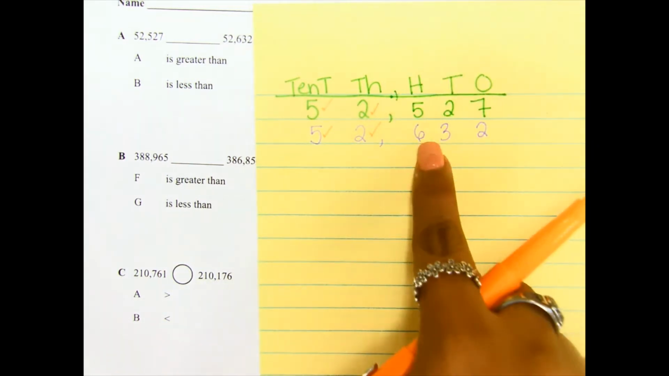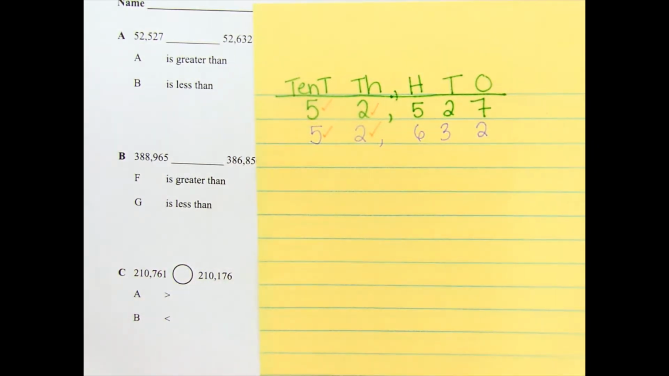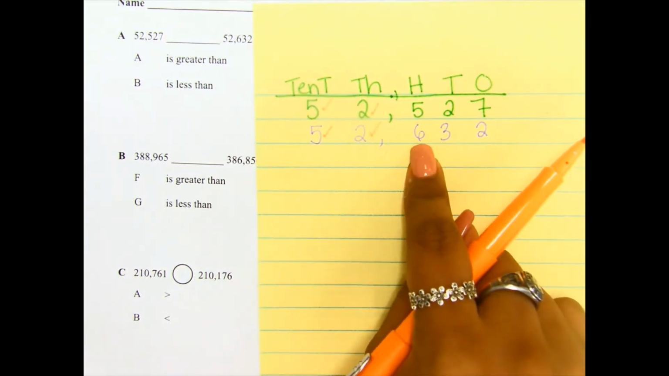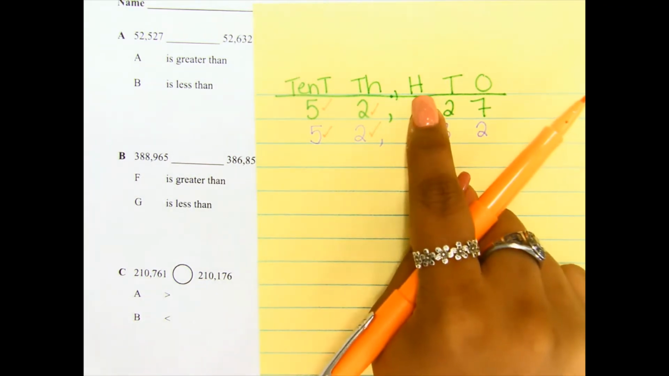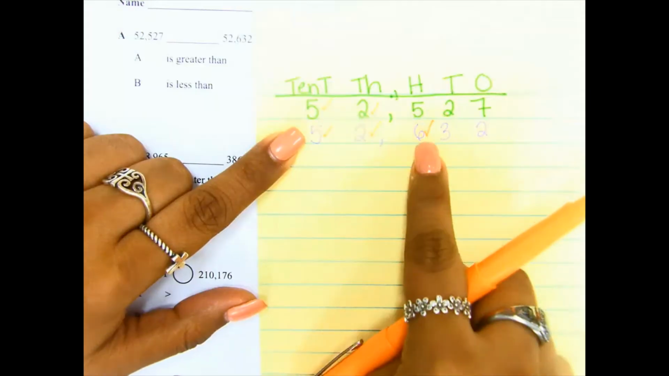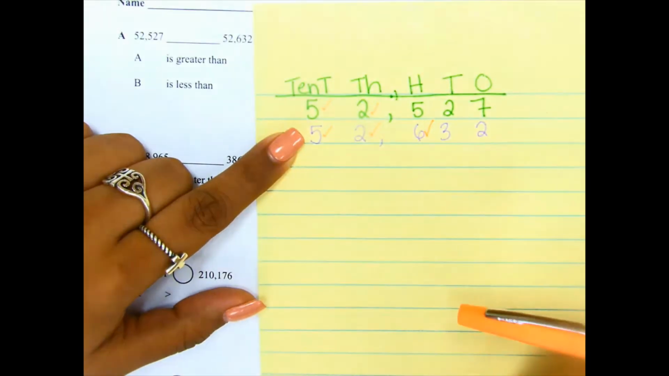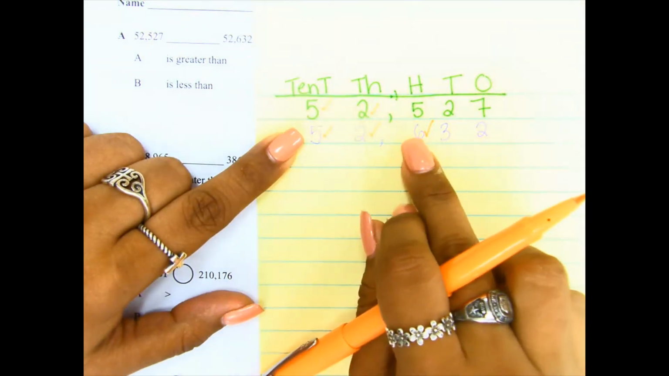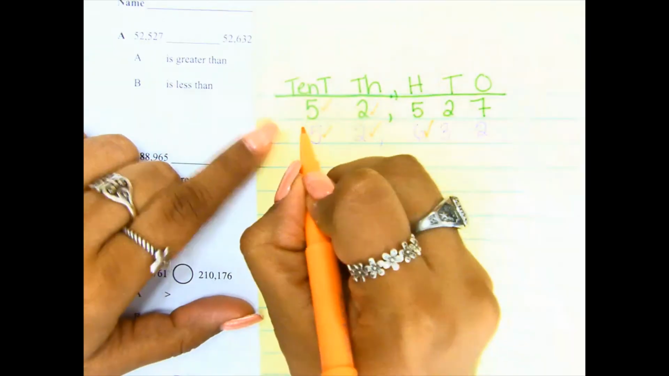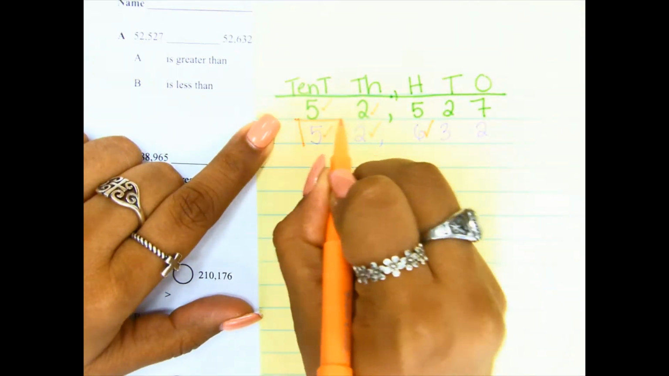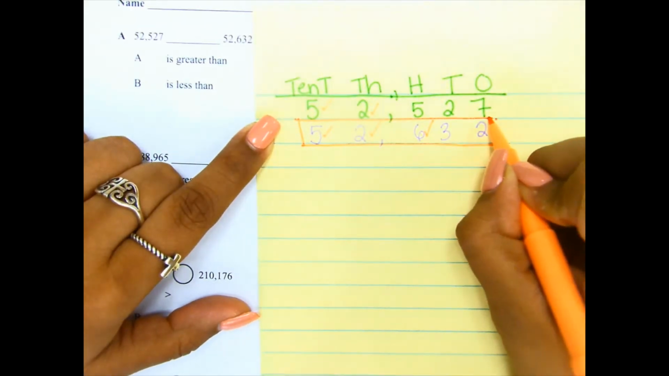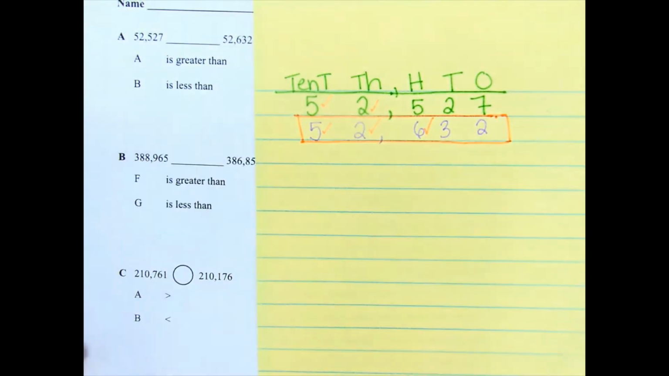If I just had these two digits, which would be bigger? My 6. My 6 has a larger value in the hundreds place. So which number is greater? My 6 is greater. Not my 5, but my 6. Now I just stop there because I have the highest value that is higher, which is my 6. So that means my number that is greater is 52,632.